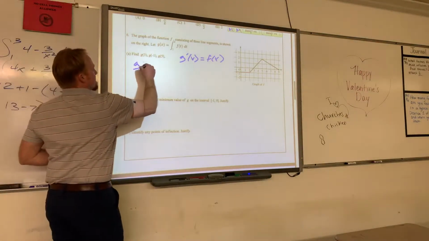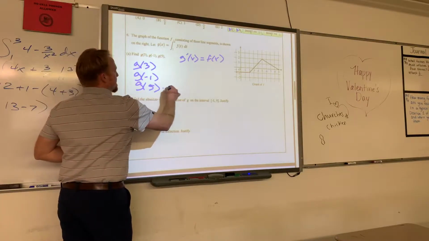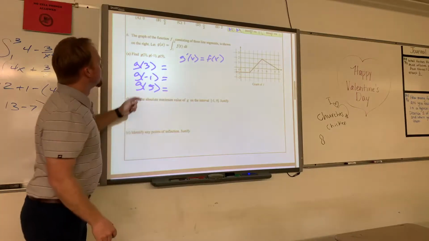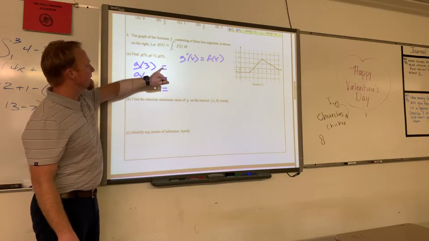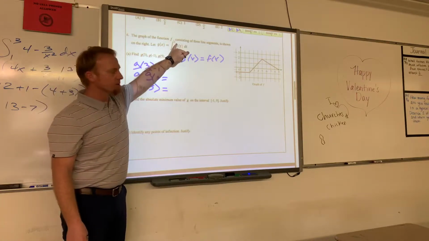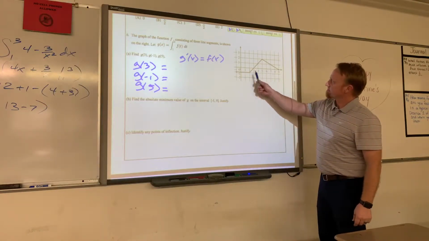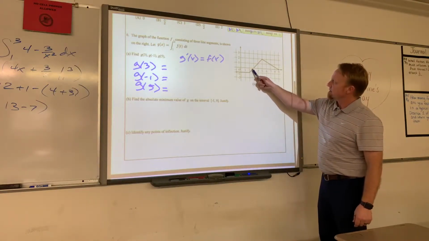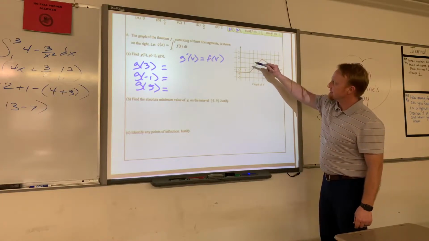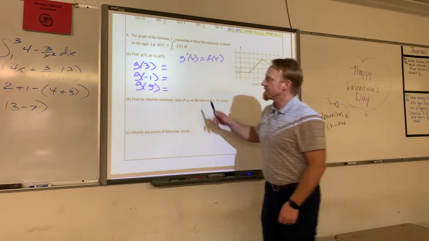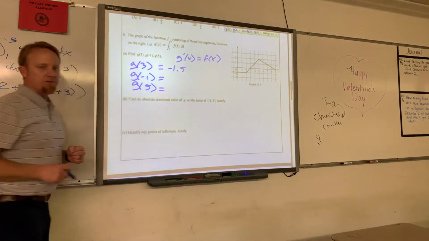So I need g of 3, g of -1, and g of 5. Notice we're starting at 1. So when I find g of 3, I need the area from 1 to 3. This is going to be 1, and this is going to be a half. Notice both of them are below the x-axis, so that's a -1 and a -1/2. So g of 3 is going to be -1.5.